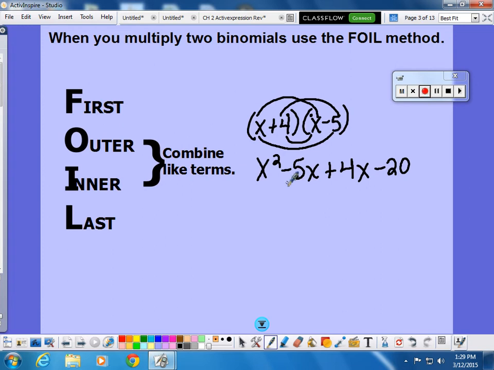All right, oftentimes these are like terms. Most of the problems we do, those are like terms. So -5x and +4x would give us negative 1x, and then -20. Now my answer's in descending order. By the way, if we were going to classify this by degree and by number of terms, it has an x squared, so what's that Q word? Quadratic. 3 terms. It's a quadratic trinomial.